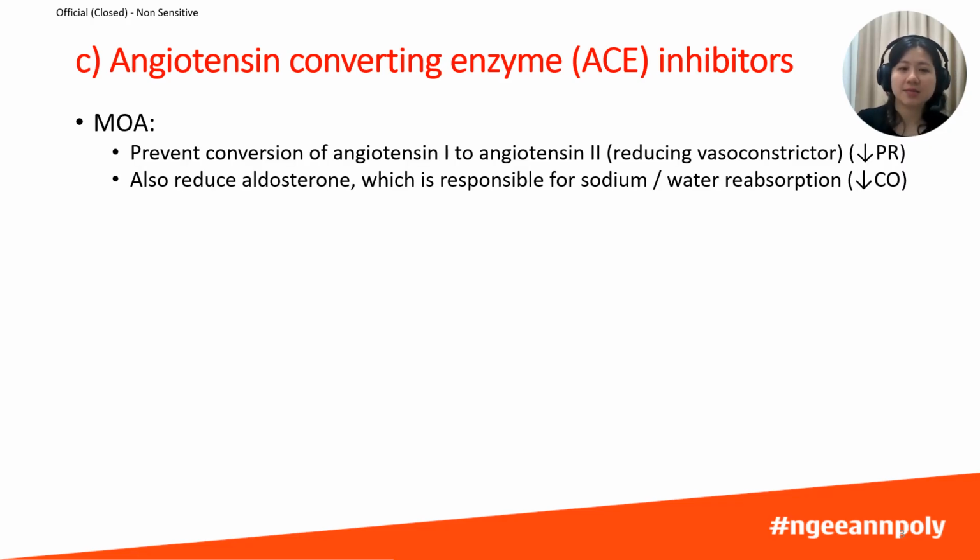ACE inhibitors inhibit the angiotensin converting enzyme, therefore preventing the conversion of angiotensin 1 to angiotensin 2. Remember, angiotensin 2 has two important effects. It is a vasoconstrictor, and it stimulates the secretion of aldosterone, which increases sodium and water reabsorption. So now, by reducing angiotensin 2, vasoconstriction is reduced, resulting in reduced peripheral resistance. The secretion of aldosterone, which is responsible for sodium and water reabsorption, is also reduced, and this reduces the blood volume, resulting in decreased cardiac output.